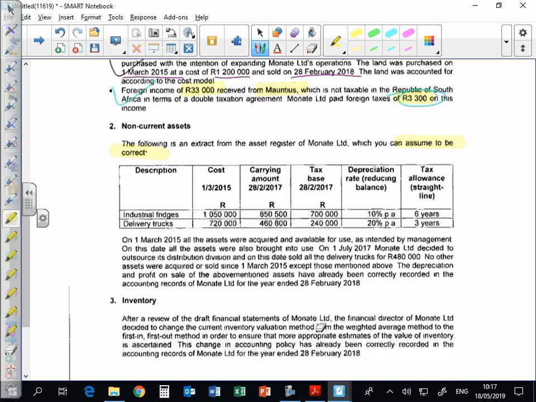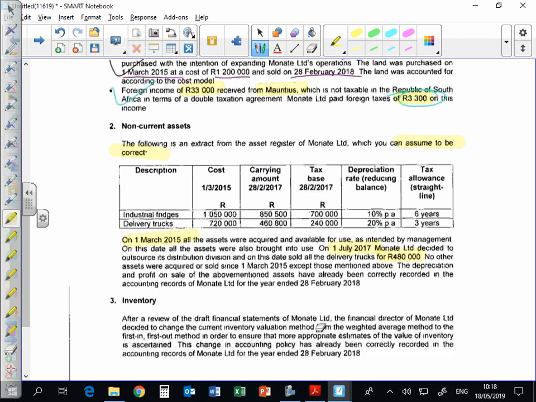From the 1st of March 2015, all the assets were acquired and available for use as intended by management. On this date, all the assets were brought into use. On the 1st of July 2017, Menante decided to outsource its distribution division and sold all of its delivery trucks for R480,000. No other assets were acquired or sold since the 1st of March 2015, except for those mentioned above.